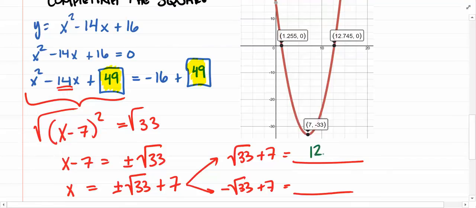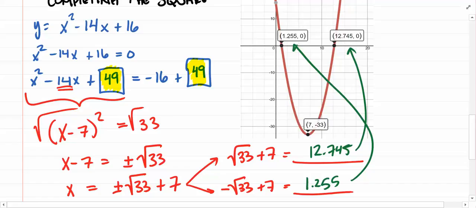So this is 12.745. And then, of course, if I did this one in my calculator, I would get 1.255. So I wanted you to see that even though our answers aren't nice or pretty, we can use completing the square to solve quadratic equations.